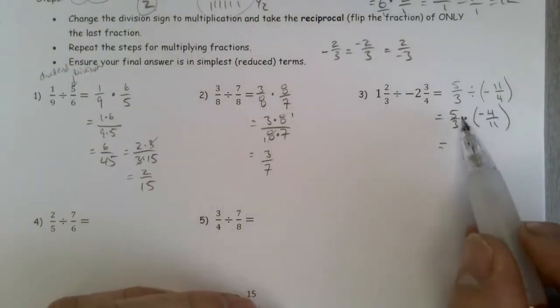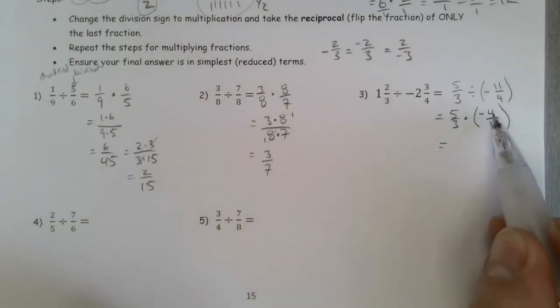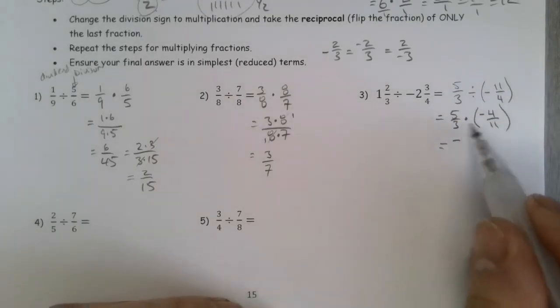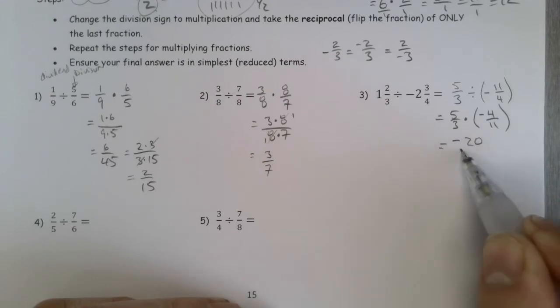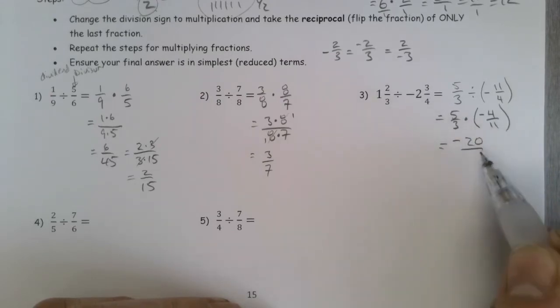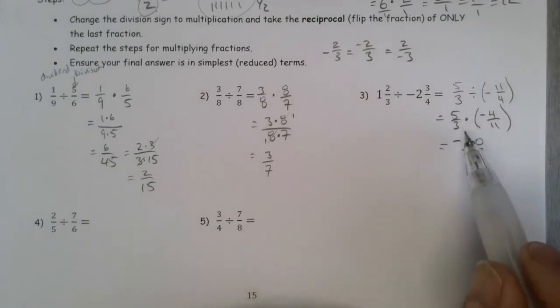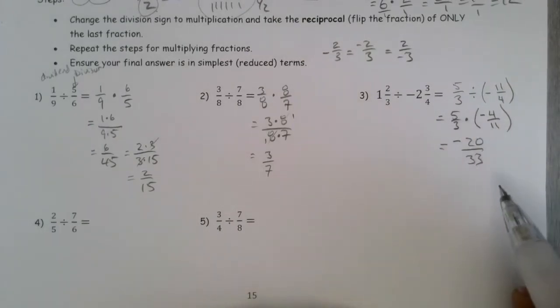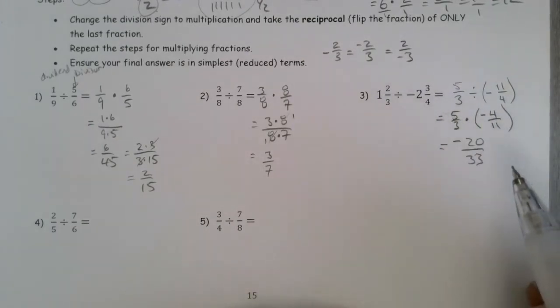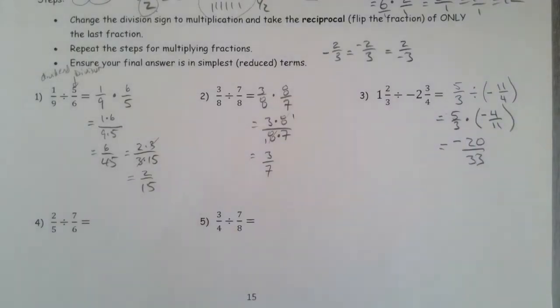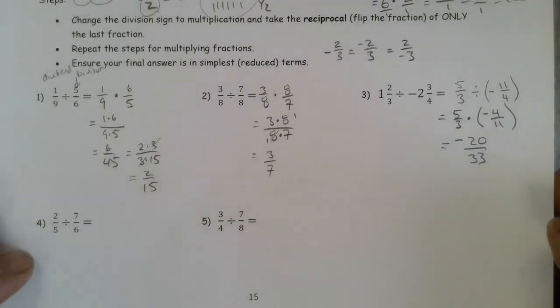Now, I know that positive 5 times negative 4 is going to be a negative number. 5 times 4 will be 20. And then in the denominator, I'm going to get 3 times 11, or 33. Now, I'm curious if I can simplify this. But 3 and 11 are both prime numbers, and neither of the numerator factors has a common factor of 3 or 11. So this isn't going to simplify. That's as far as it's going to go.